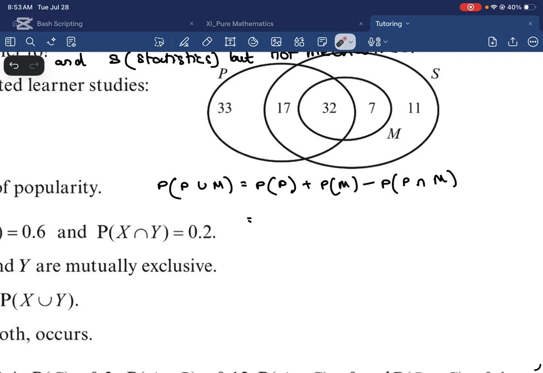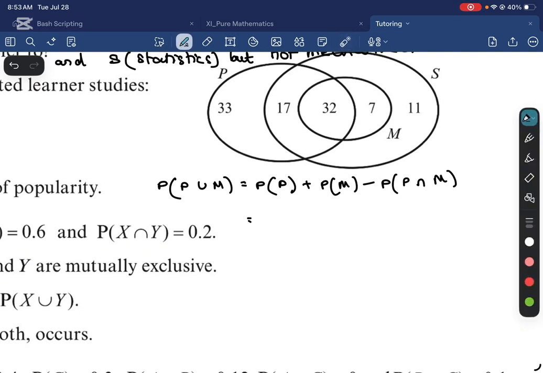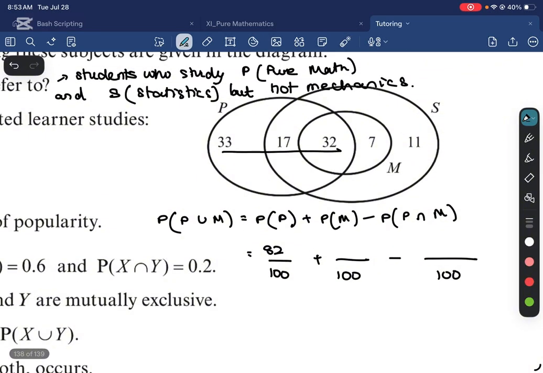And how many of these students study pure math? Let's see. They are going to be here. So 33. So we have a total of 100 students. So my denominator is going to be 100. And 33 plus 17 plus 32, that is 82 students study pure math. And how many students study mechanics? Well, 32 plus 7. 7 study mechanics. So 39 students study mechanics.